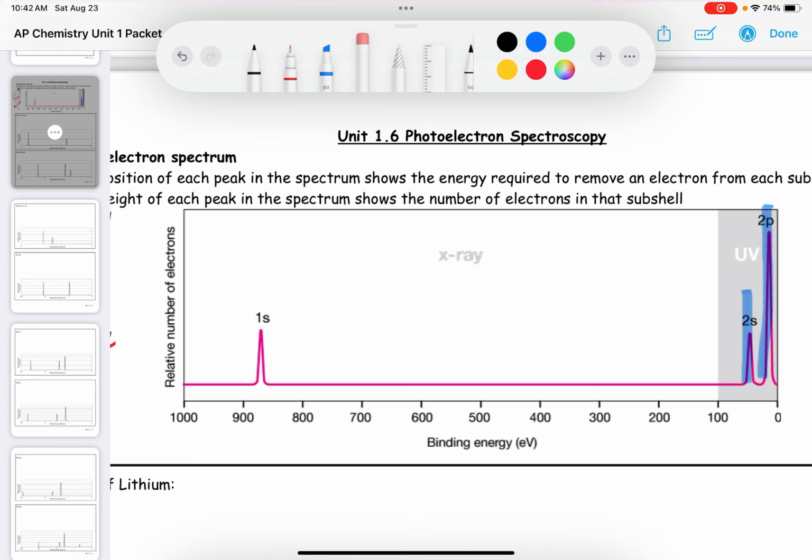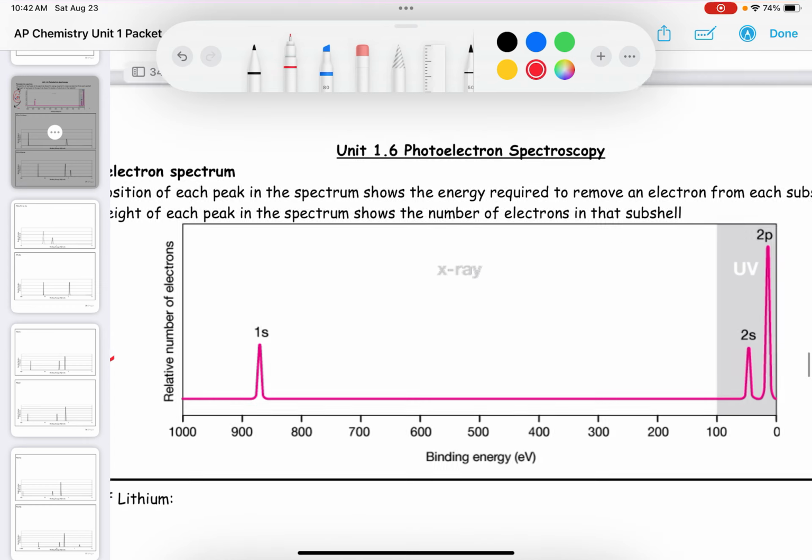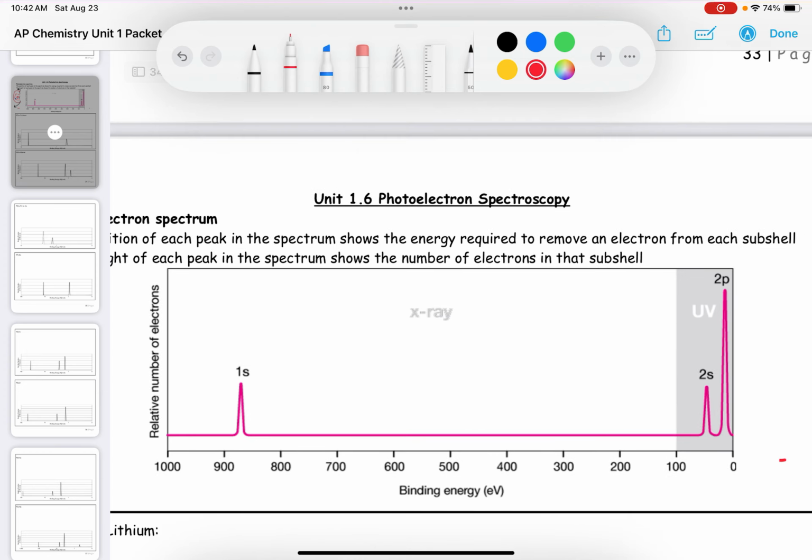All right, great. Well, what atom or element is this electron configuration or photoelectron spectrum even for? So what we see is our 1s, which has a peak of 2 electrons, and then our 2s, which has a peak of 2 electrons, and then our 2p, which has a peak of 6 electrons, okay?